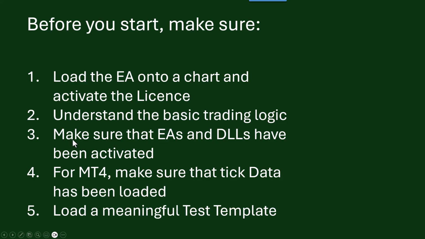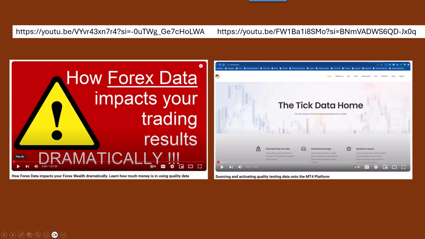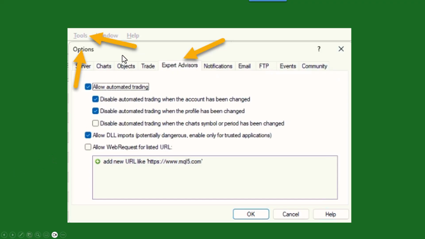All right, so then you have to make sure that the EA's DLLs have been activated. Now, let me see, I might have a slide on that. So there's the slide. So what you do is you go into Tools on both MT4 and MT5. You go into Options, you go into Expert Advisors, and you make sure that automated trading is ticked, and you allow DLLs. So this is one of the main causes for problems when testing using the strategy tester.